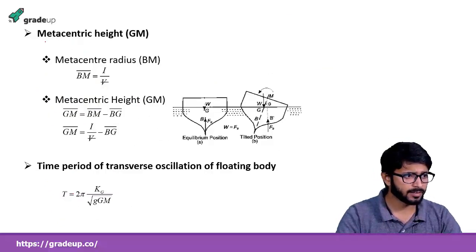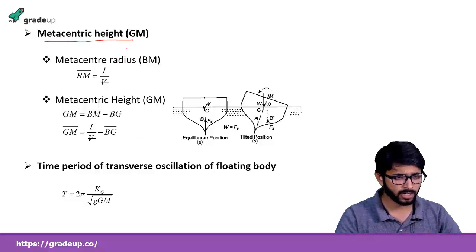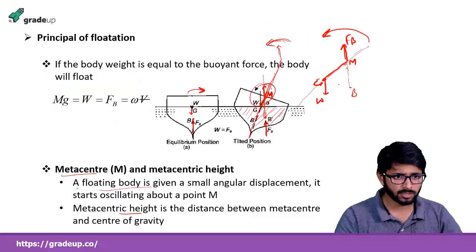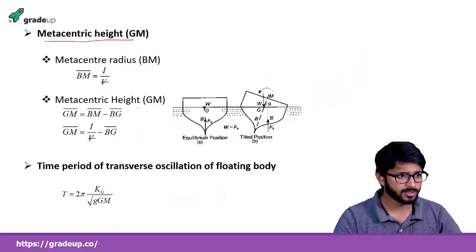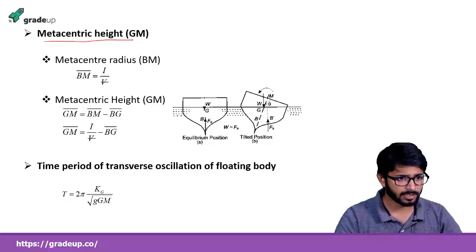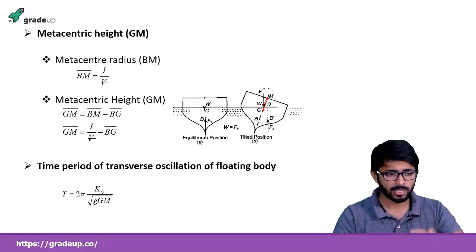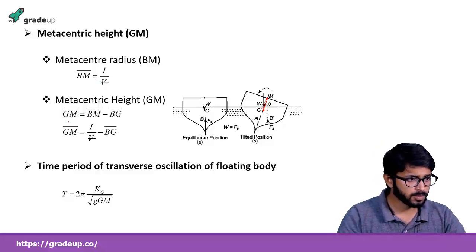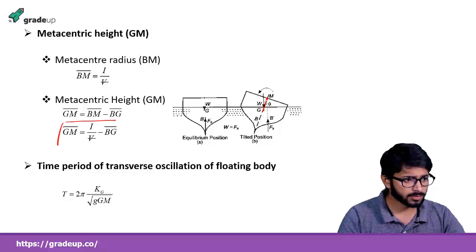So if we talk about the metacentric height, we have already talked about it. It is the distance between the metacenter and the center of gravity. So this is the center of gravity, this is the metacenter, so it is the distance between the metacenter and the center of gravity. We can find it by this formula.